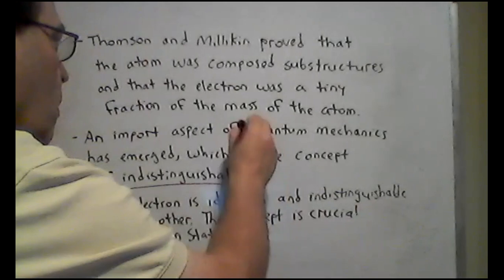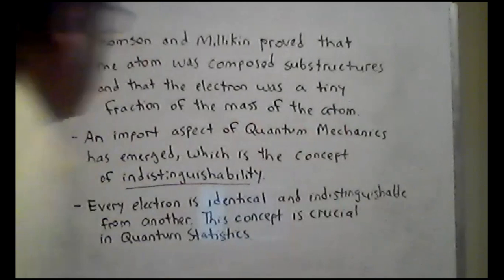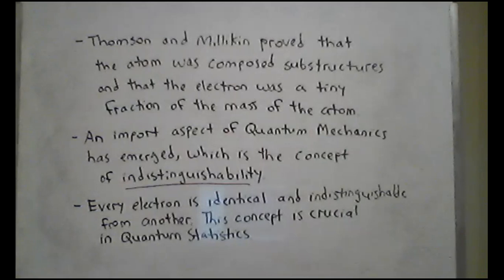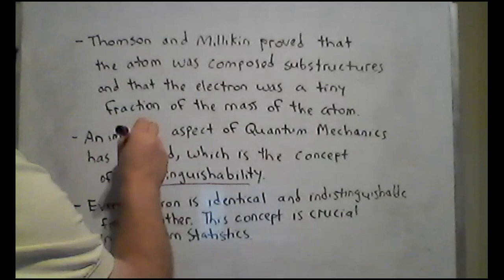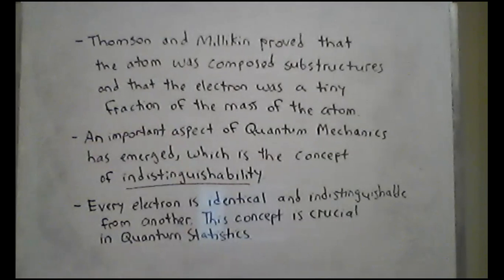All right, so again, Thomson and Millikan proved that the atom was composed of substructures, and the electron was a tiny fraction of the mass of the atom. But an important aspect of quantum mechanics has emerged, which is the concept of indistinguishability. Every electron is identical and indistinguishable from another. This is a crucial concept in quantum statistics.